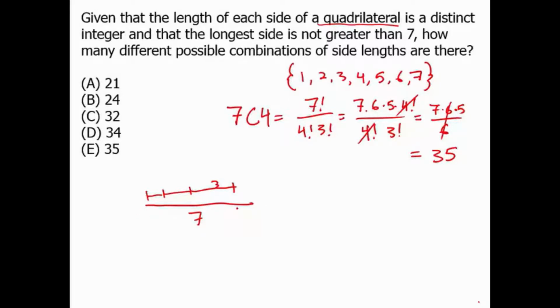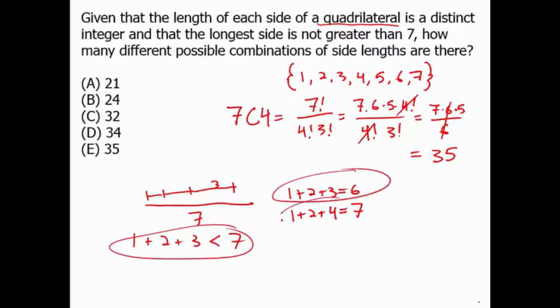And so it's a problem, first of all, 1 plus 2 plus 3 is less than 7, so that's a problem. It's also a problem if the three shortest sides equal the longest side, because then you'd have a flat thing. You'd have something stretched flat instead of having a quadrilateral, which is actually something that has to enclose area inside it. So 1 plus 2 plus 3 equals 6, or 1 plus 2 plus 4 equals 7. These would be the three cases that are prohibited.